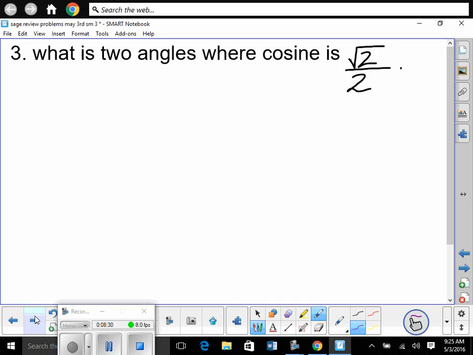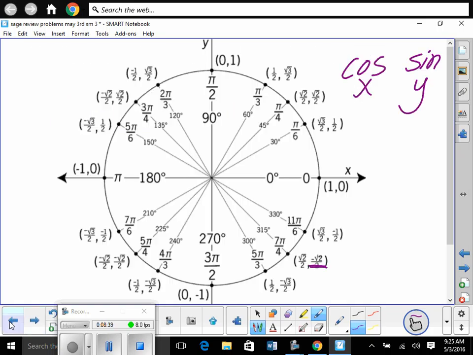So cosine is x, right? So it wants to know what 2 angles have an x value of square root of 2 over 2. So you'd use your unit circle again. Let's look at it. Right here, isn't this x is square root of 2 over 2? So 45 degrees is where cosine is square root of 2 over 2.